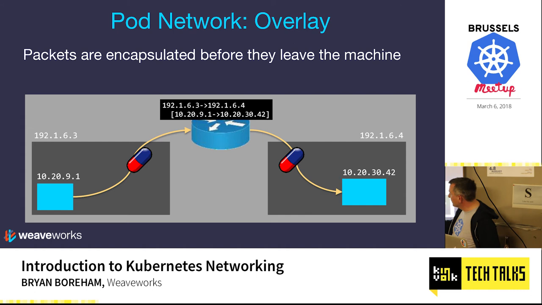So that's overlay networks. There's a little bit of overhead as we do the wrapping up and the unwrapping. There are certain benefits, like one could be in your laptop and one could be in your data center. It doesn't matter. We don't have to be able to program all the routers in between. As long as this machine can reach this machine, the overlay will take care of the rest.